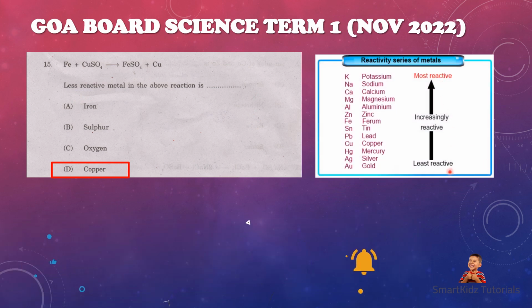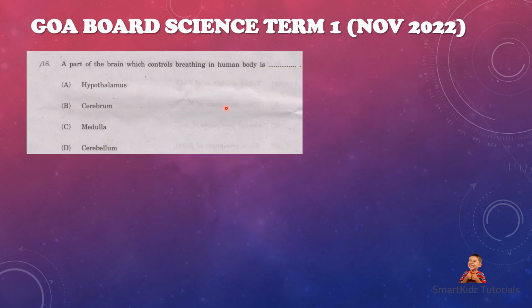Here's the reactivity series. If you notice over here, copper is below and you have iron above it, ferrum it says. So because iron is above it, it has more activity, as a result of which it can easily displace copper from its salt solution. 16. A part of the brain which controls breathing in the human body is medulla. Medulla is the behind portion, medulla oblongata.